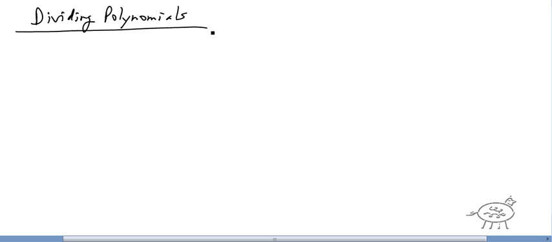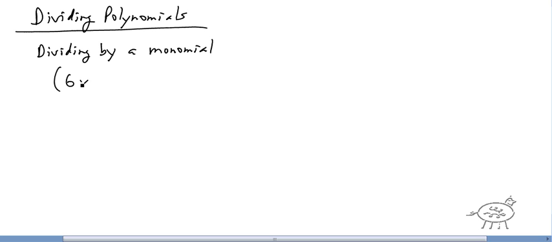Okay, hello math fans. So today's topic is going to be dividing polynomials. This is a very exciting topic. The first part is actually really easy, and this is dividing by a monomial. Okay? So this is what it's going to look like.